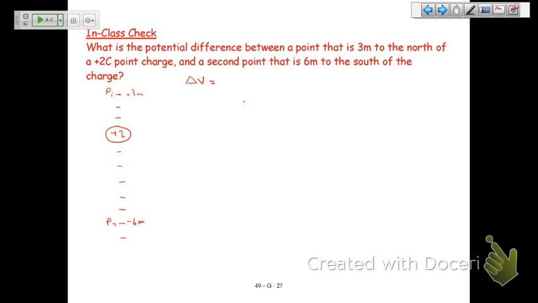Change in potential equals minus Ke Q times 1 over R final minus 1 over R initial. Agreed? So we get delta V equals minus Ke, my Q was plus 2, times 1 over 6, not minus 6, it's 6 away. It's a radial measurement. Doesn't matter about the sign. 1 over 6 minus 1 over 3.